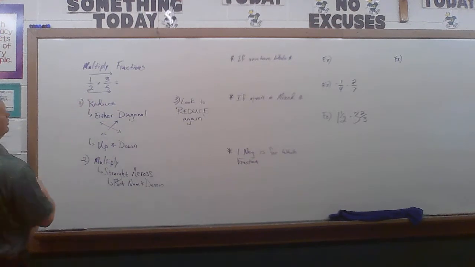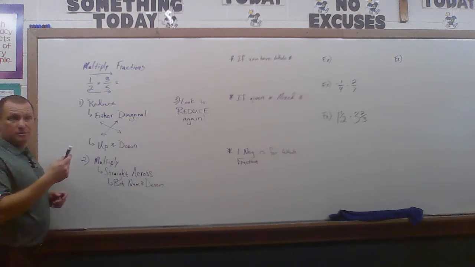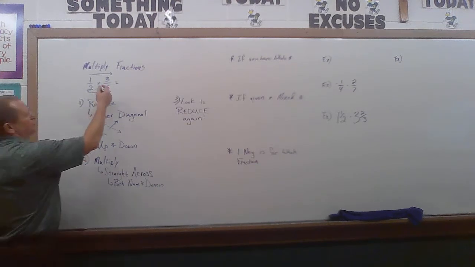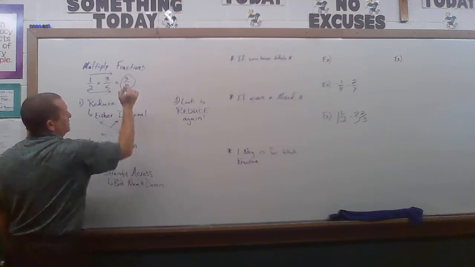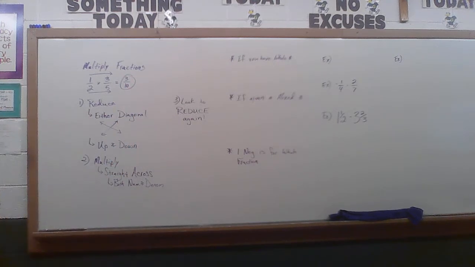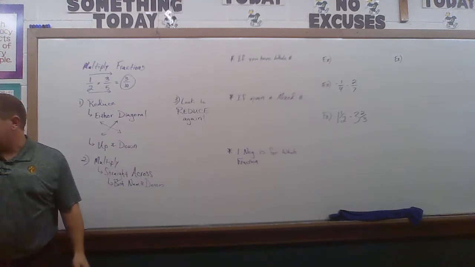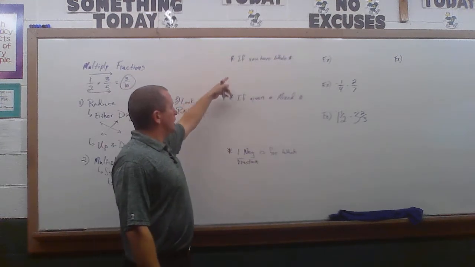So in our case right here, could I reduce either of the diagonals or up and down? No. No. Like that. If I multiply straight across, what do I get in this one? 3 over 10. So that would have been my answer. The very last thing is I should look at whether I can reduce that again, but it's already done.